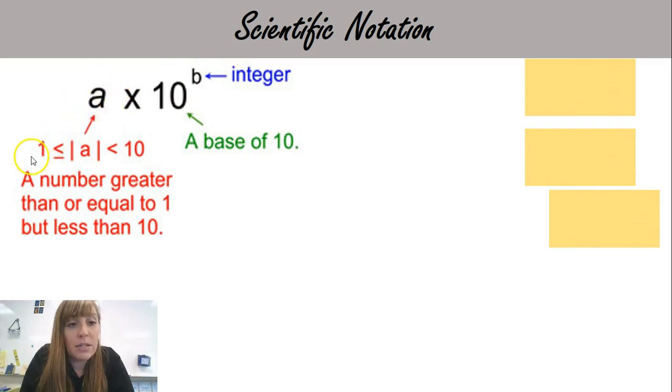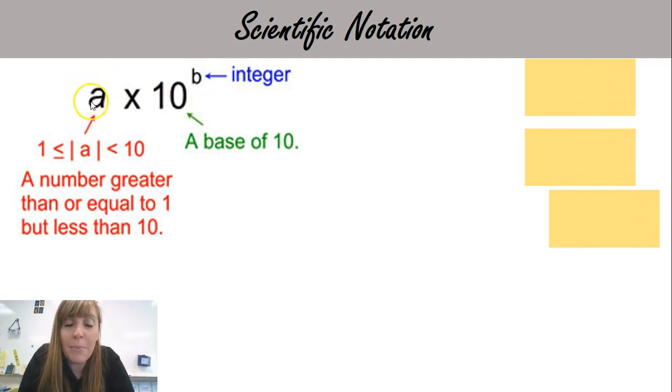A, it's really important, can be 1 or bigger than 1, but it cannot be 10. So this could be 1 times 10 to the 30th. This could be 9.999999999 times 10 to the 30th. But this cannot be 10 times 10 to the 30th. This cannot be 14 times 10 to the 40th. This has to be lower than 10.